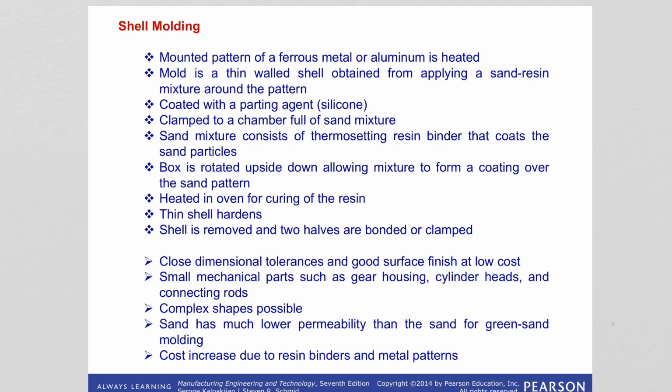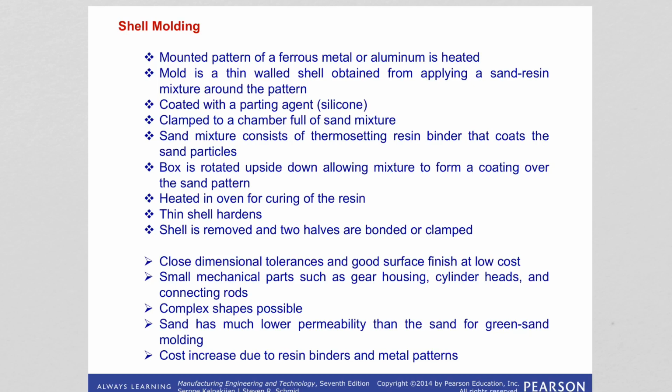So now we have learned sand casting, right? Now we will learn shell molding. We can explain each step when we are looking at the figure, but this technique provides close dimensional accuracy and good surface finish at low cost, and small mechanical parts such as gear housings, cylinder heads, and connecting rods can be produced.